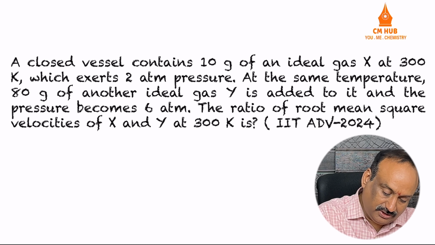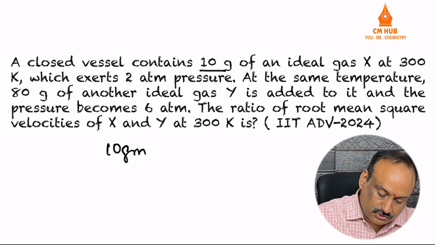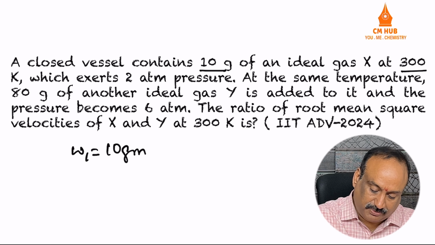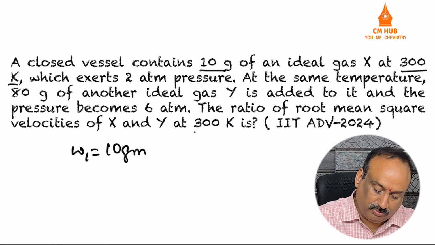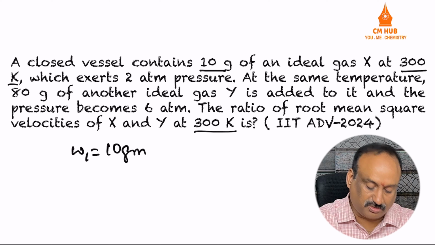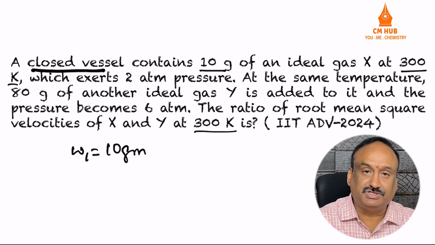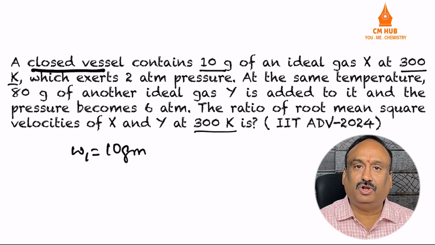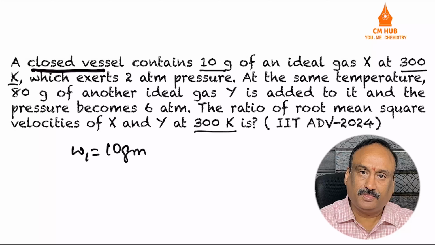You are given 10 grams of an ideal gas. So the initial weight that you are given is 10 grams. Temperature is 300 Kelvin at both the conditions, so temperature remains constant. Closed vessel, so volume also remains constant. But you are not given the molecular weight. You are just given an ideal gas. You don't know the molecular weight.